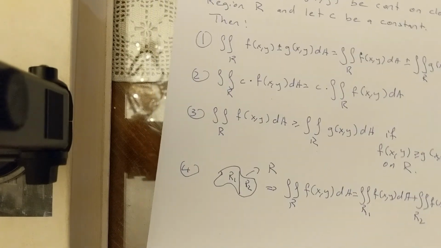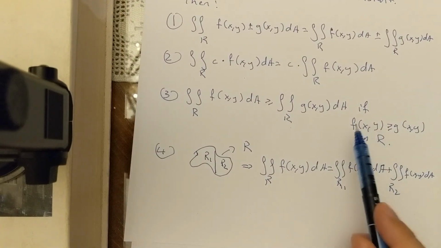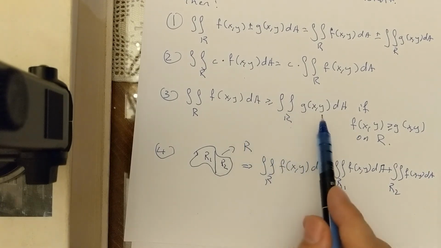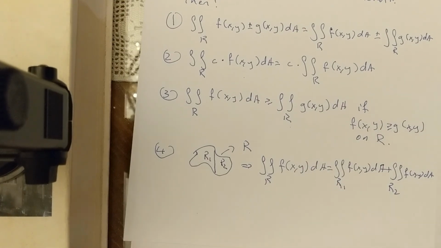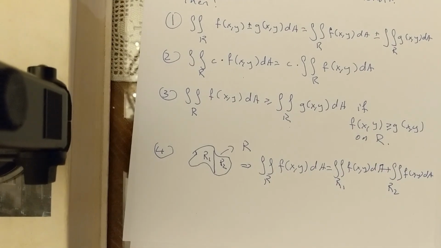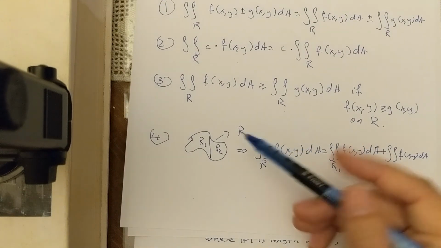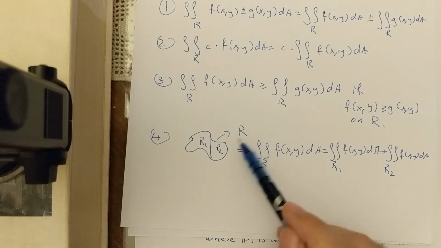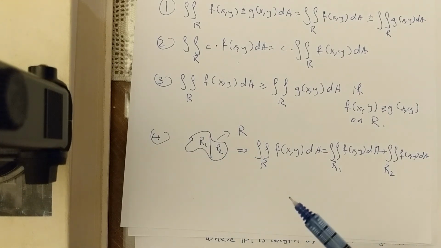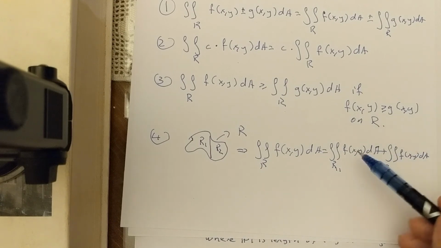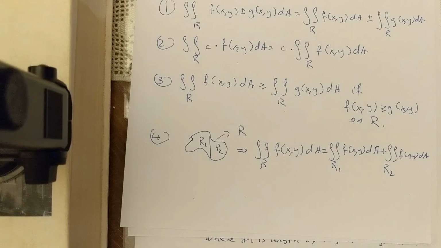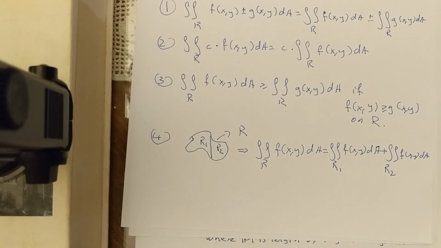And if one function is bigger than the other function, then the integral of the bigger function is going to be bigger than the integral of the smaller function. So if the function is bigger, the integral is bigger as well. And finally, if I divide my region R into two pieces, R1 and R2, the integral over R is the same thing as the integral over R1 plus the integral over R2. So those are the general properties, the general tricks that you can use.